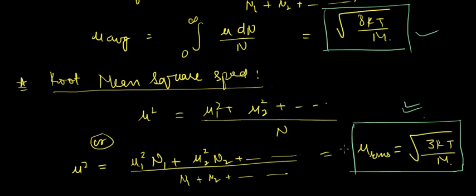So in this lecture we discussed VMP, V average speed, and root mean square speed. In the next lecture we'll be continuing on the same, and then we'll be seeing collisions of gas molecules as the new concept. Okay, so till then, good luck and goodbye.